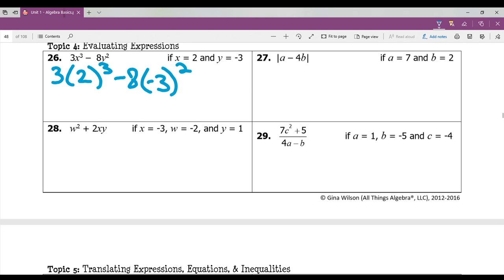2 cubed is going to be 8, and then 8 times 3 is 24. Negative 3 squared is positive 9. Okay, I'm still doing order of operations technically. Positive 9 times negative 8 is going to be minus 72. That's negative 48. Let me double check myself. Yep. Negative 48.